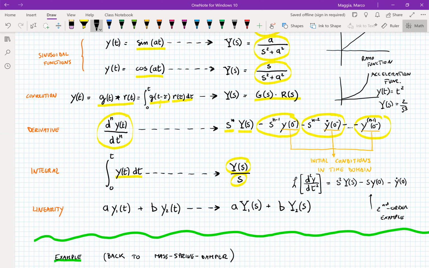And then finally, as I said, the Laplace transform is a linear operator. So if you had a linear combination of two functions, y1 and y2, so a y1 plus b y2, the Laplace transform is going to be a times y1 in the Laplace domain, plus b times y2 in the Laplace domain.